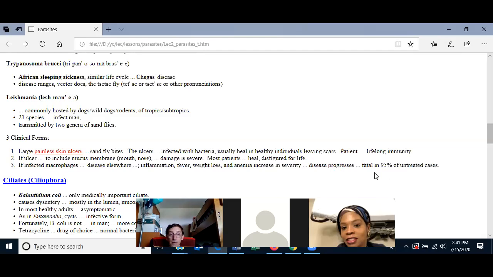Any questions about any of that? So usually Leishmania, if it just stays localized, will be a large wound, a skin ulcer, which will heal. And if that ulcer expands to the mucous membrane, there can be severe damage of the mucous membrane. But the patient in those two cases usually recovers, and then they'll develop immunity to Leishmania in that part of the world.